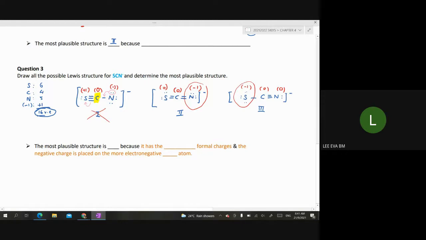Nitrogen or sulfur, which one is more electronegative? Nitrogen. Sebab awak ingat FON. Fluorine pertama, oksigen kedua, nitrogen adalah tempat ketiga. So kalau awak sudah tak nampak tempat 1, 2, 3, sulfur dengan nitrogen, obviously nitrogen is more electronegative. Okay, so the preferred structure will be structure number 2 because it has the lowest formal charge and the negative charge is placed on the more electronegative nitrogen atom.